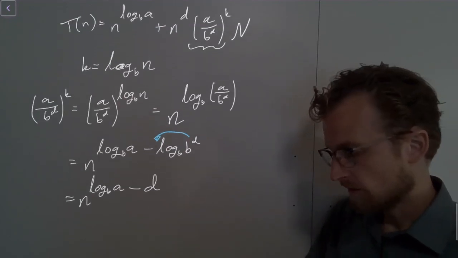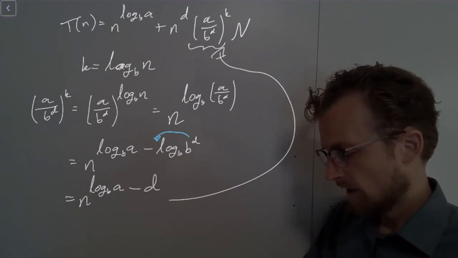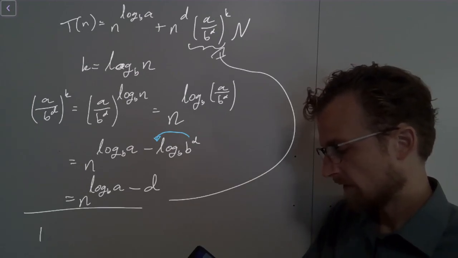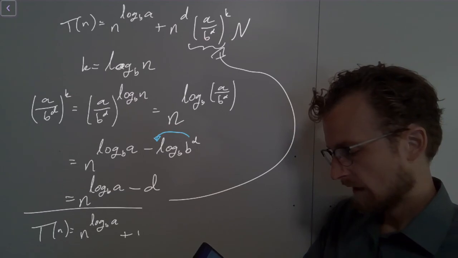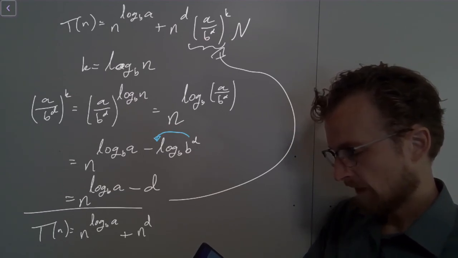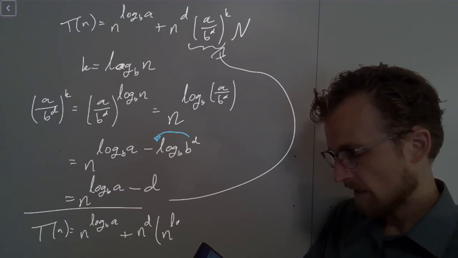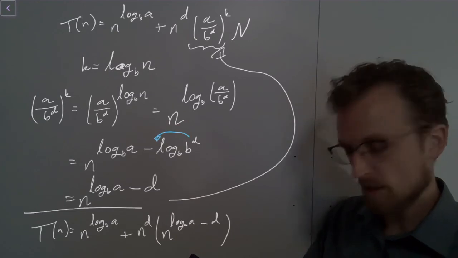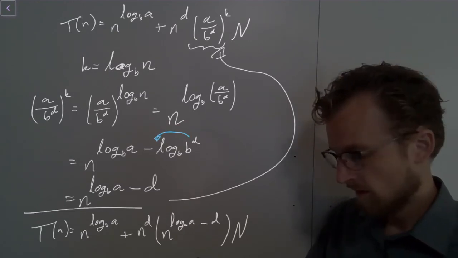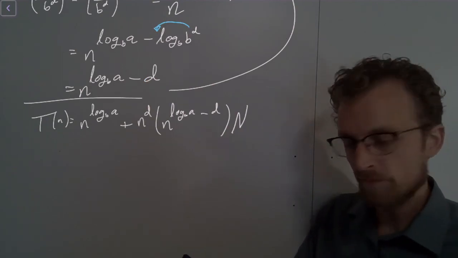All right. So now let me plug this expression back in here and see what I get. So now I've got t of n equals n to the log base b of a plus n to the d times n to the log base b of a minus d, right? All that is up in the exponent, then times some constant, times something that just depends on a and b. Doesn't depend on k or n.